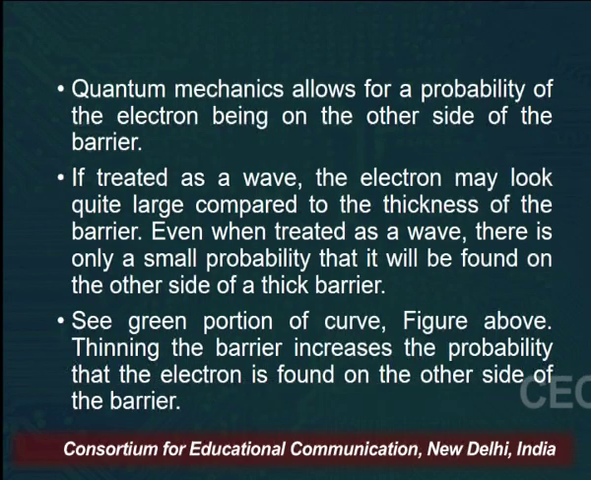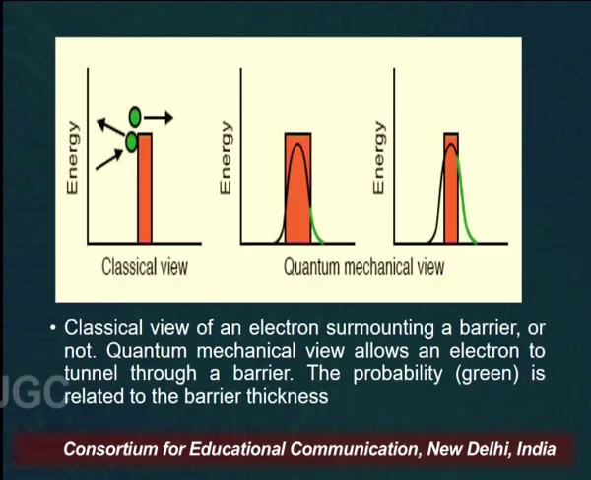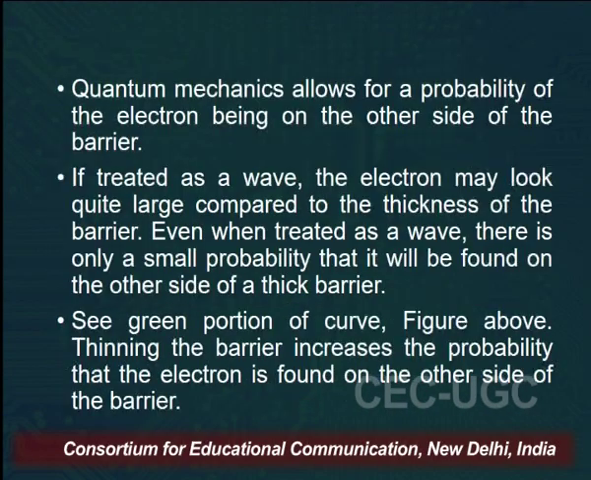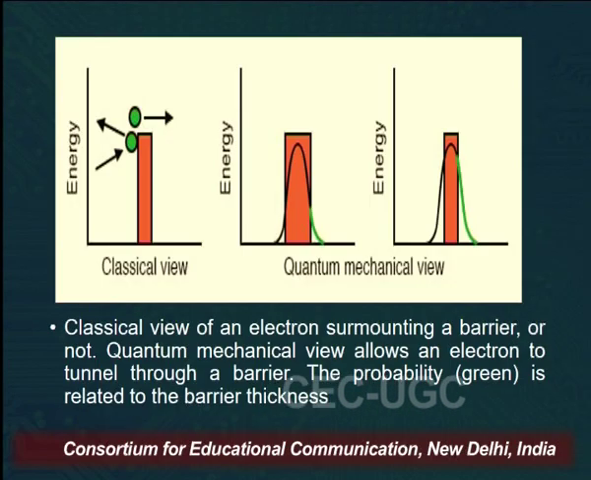If treated as a wave, the electron may look quite large compared to the thickness of the barrier. Even when treated as a wave, there is only a small probability that it will be found on the other side of a thick barrier. It is very difficult to find at the thick barrier, but at the thin barrier we can easily find it. See the green portion of the curve: thinning the barrier increases the probability that the electron is found on both sides of the barrier. The right hand side diagram represents this phenomenon.